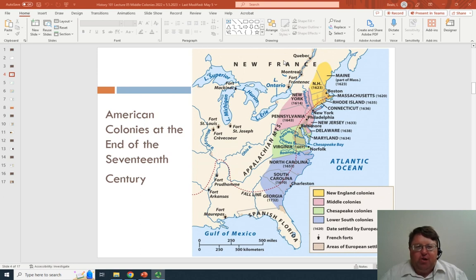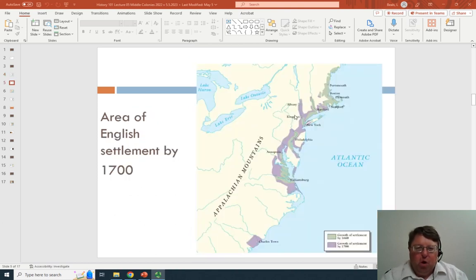This map separates the South into the Chesapeake region, Virginia and Maryland, and then the South, North Carolina, South Carolina, and Georgia. As you can see, Spain controls Florida, and the French control Canada, the Ohio River Valley, and into Louisiana. By 1700, we see where colonial Americans, or English people, Europeans have settled.